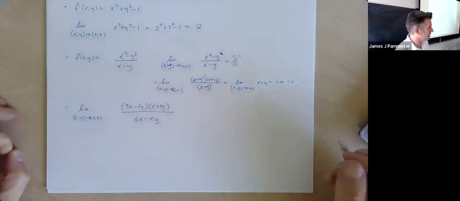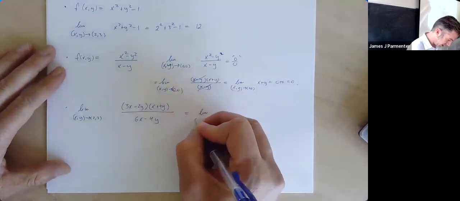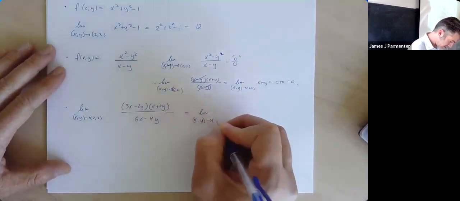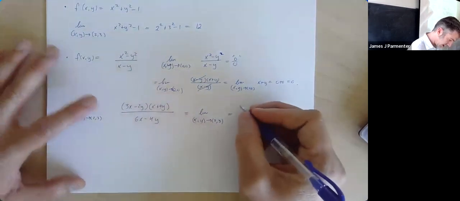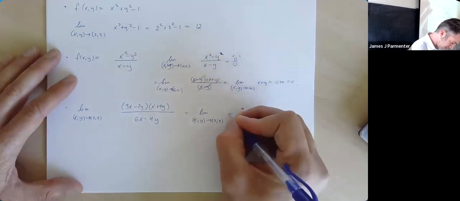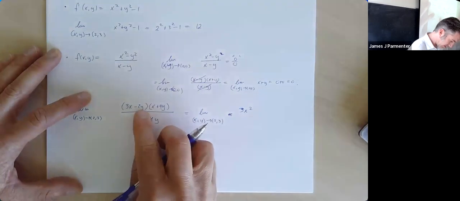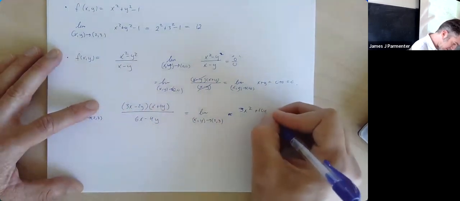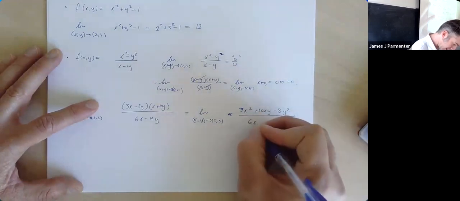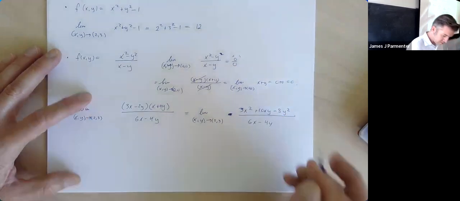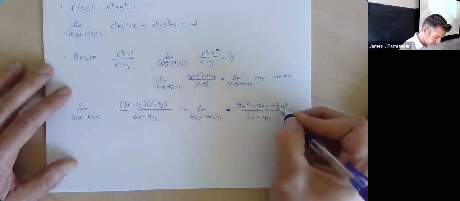Sometimes you might see something like this, except it'll probably look more like it wasn't factored. Like if we actually multiply out the top, I get 3x squared plus 10xy minus 8y squared over 6x minus 4y. You might see something like this. And when you plug in 2 comma 3, you get 0 over 0.